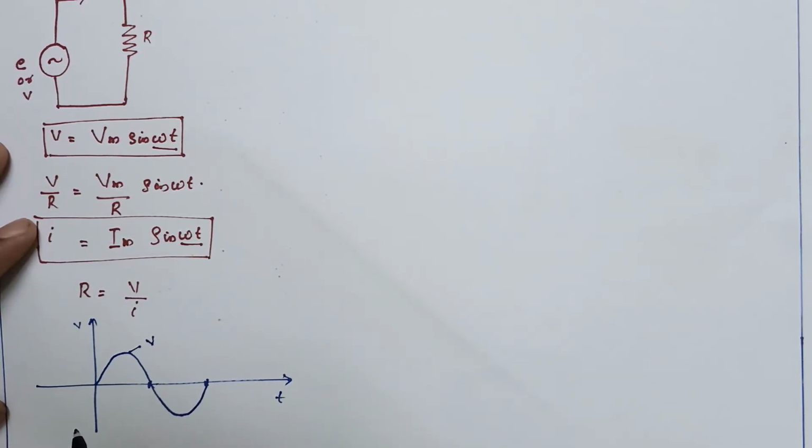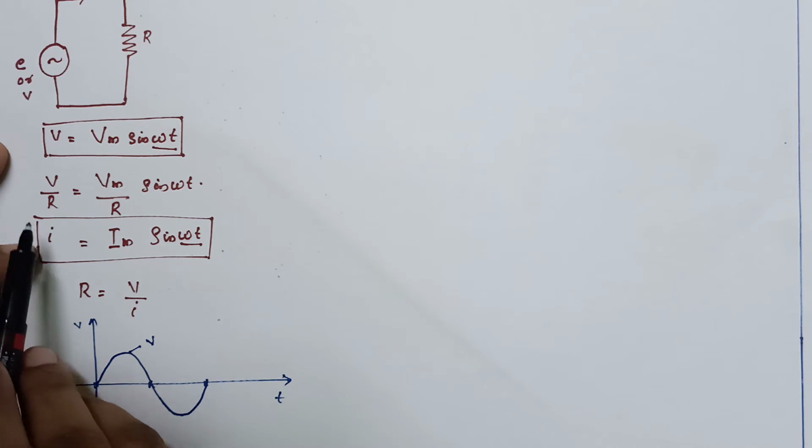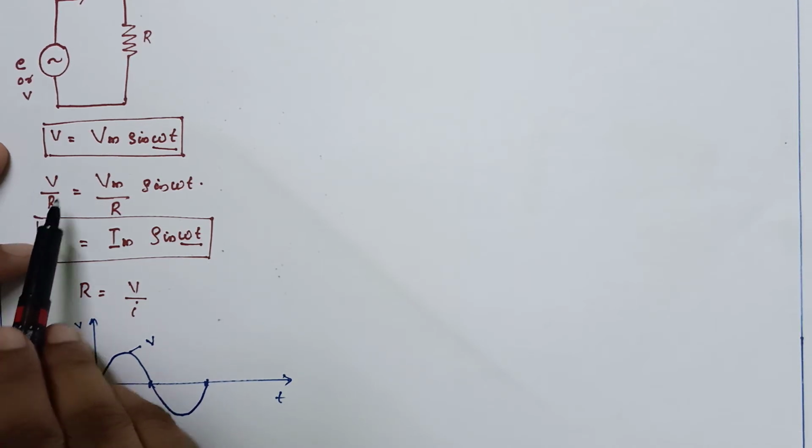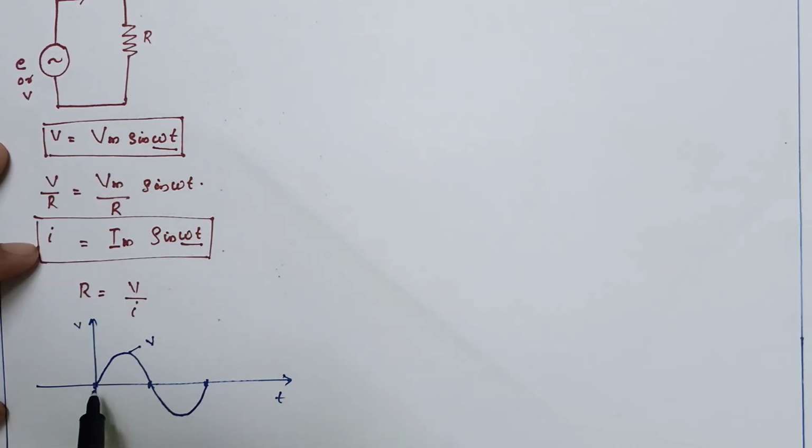And what will be the value of current? It will start from the same point as the voltage, but there will be some difference in magnitude, because we get the value of current by dividing this voltage by this resistor, so we will get the value of current like this.